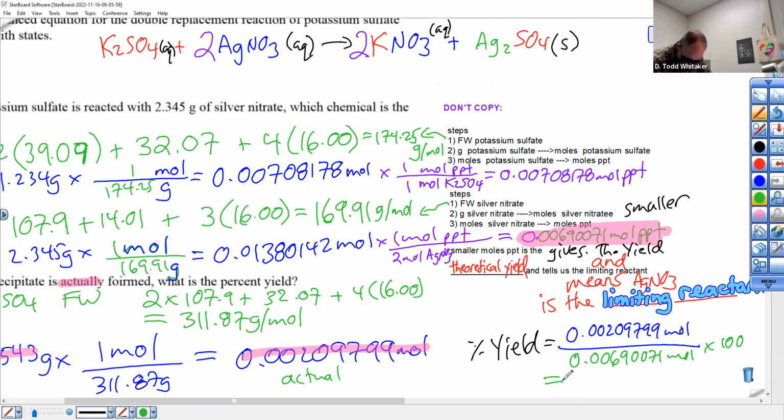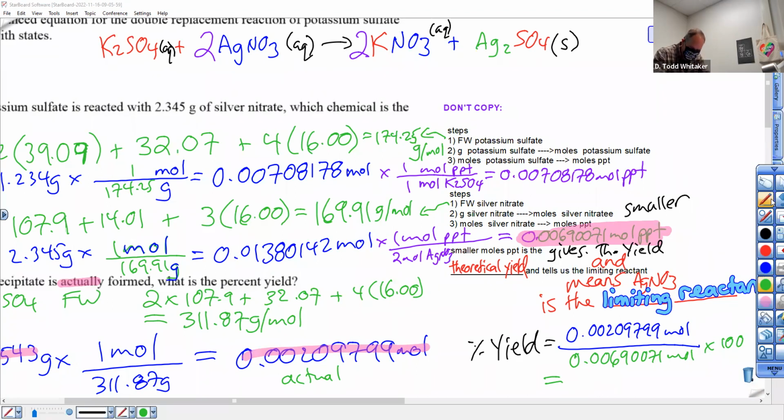I'll go out on a limb and say 30 point something. No, that's too limited. I will await your answer. 34. Give me one more sig fig. Final answer, 32.40%. When in doubt, 4 sig figs for your final answer. There you go.